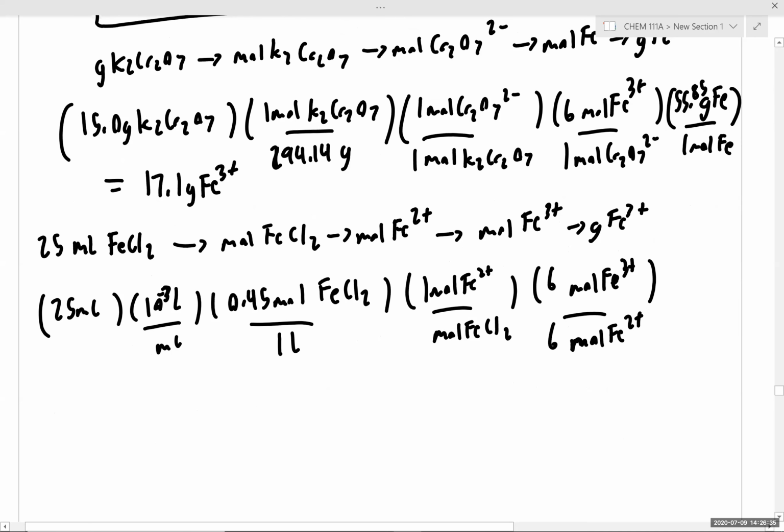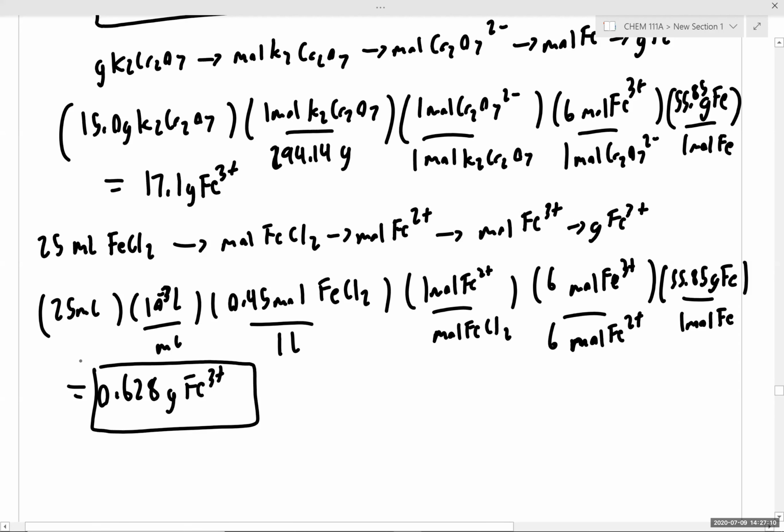And then our molar mass, just like before, of iron is 55.85 grams of iron in every 1 mole of iron. And that in turn gives us 25 times 0.45 times 55.85 over 1,000. That gives us 0.628 grams of iron 3+. So this is the actual mass of iron 3+ generated.